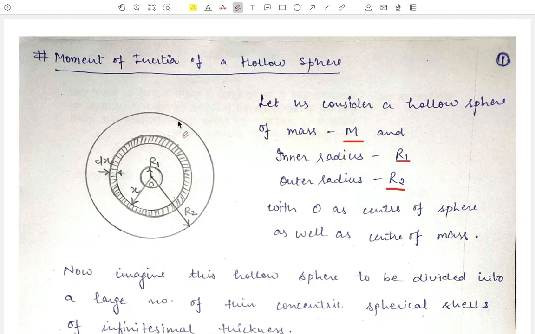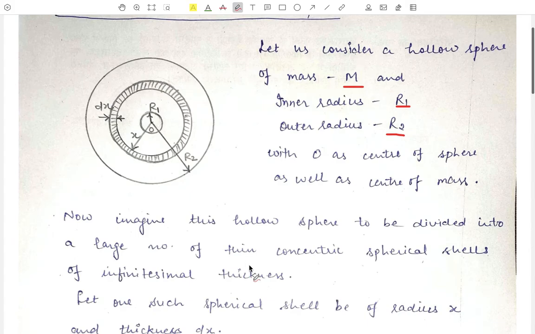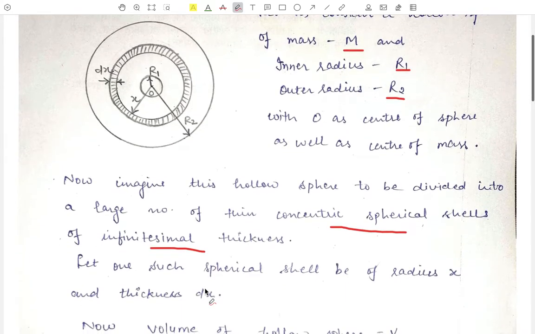This is a hollow sphere. Now, to calculate the moment of inertia of this hollow sphere, let us imagine it to be divided into a large number of thin concentric spherical shells of infinitesimal thickness. Let us consider one such spherical shell of radius x and thickness dx. First, we will find the moment of inertia of this spherical shell about any of its diameter, and then with its help, we will find the moment of inertia of the complete hollow sphere.